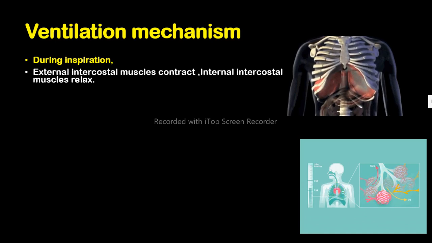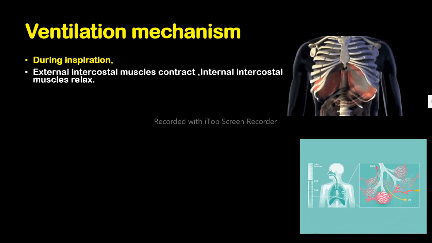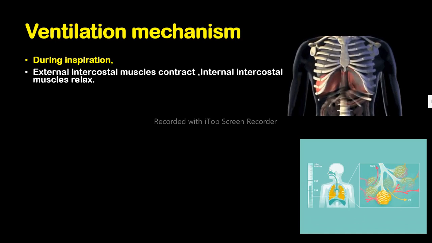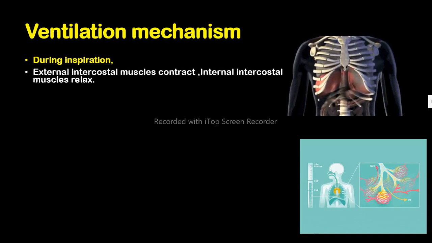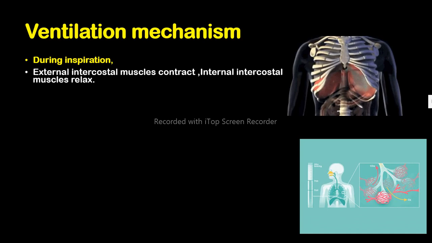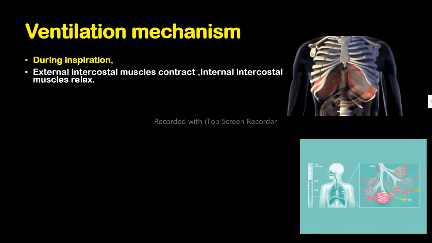Now, during inspiration, the external intercostal muscles, the ones attached outside, contract and the internal intercostal muscles relax. And remember the other concept I gave you as far as locomotion is concerned. When a muscle contracts, it shortens and becomes stiff. But when a muscle relaxes, it lengthens and becomes loose.